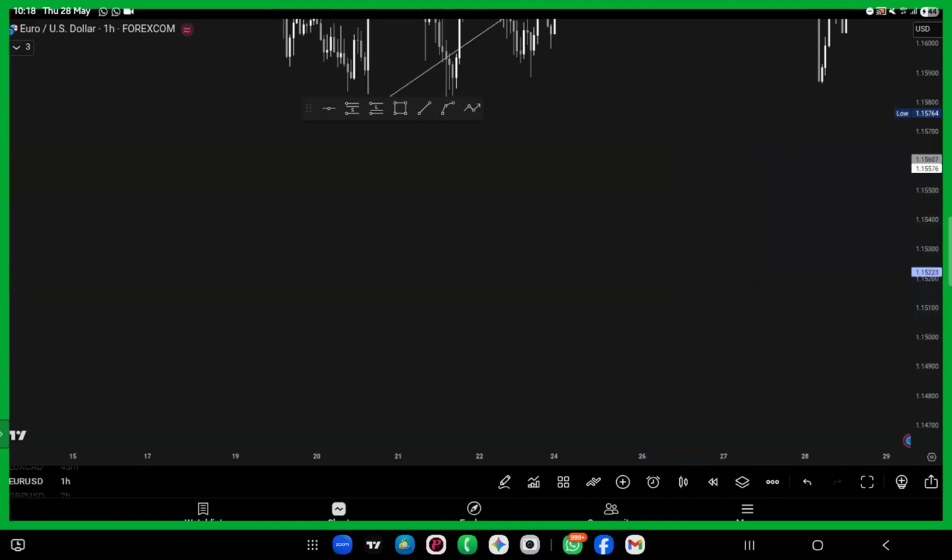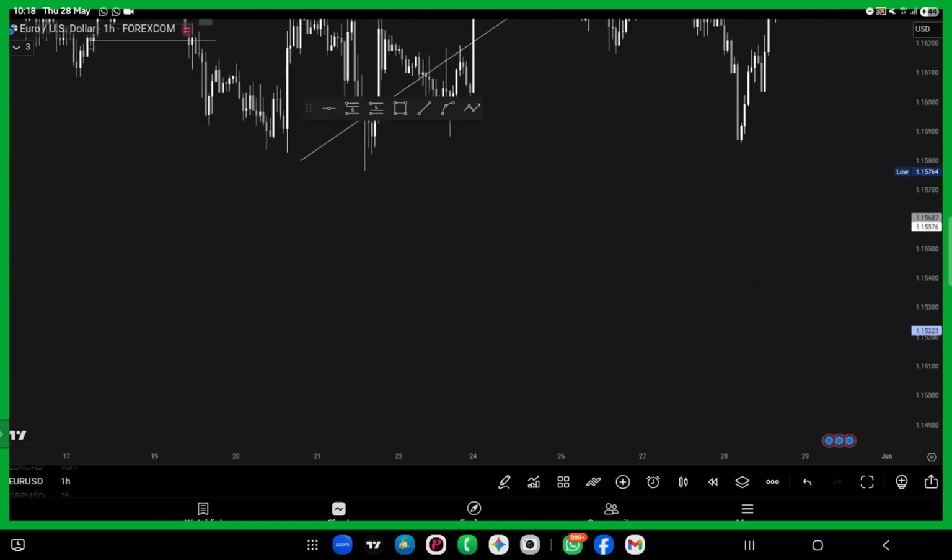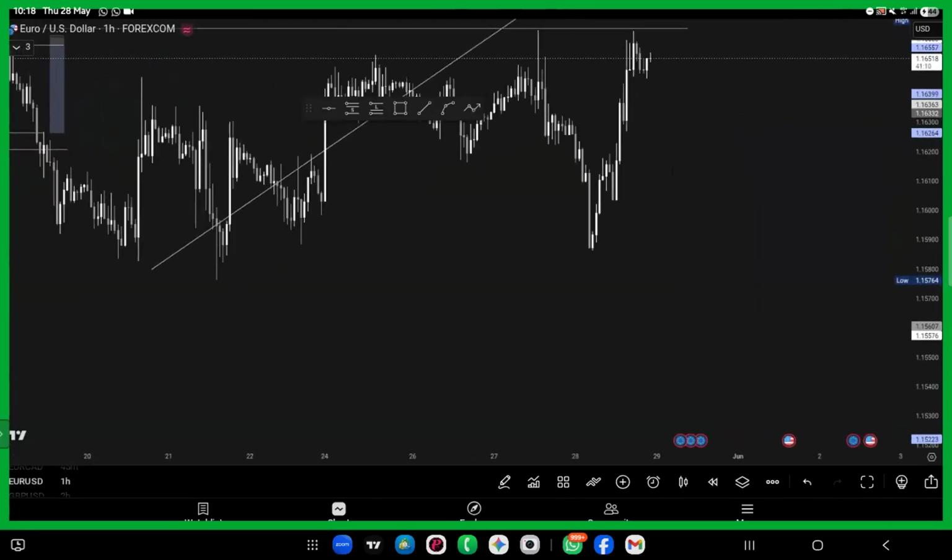So without further ado, let's move over to basic market structure. Now, before we move over to basic market structure, the first thing I'm looking into is the structure of the candle.